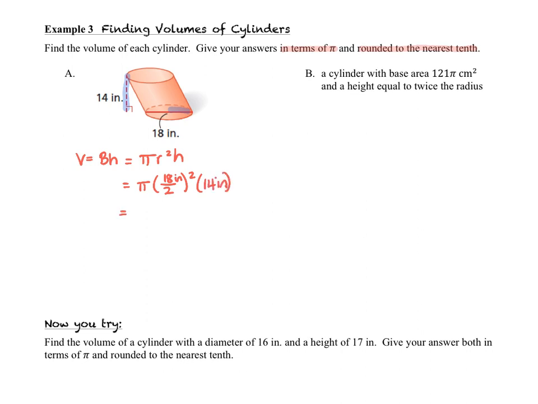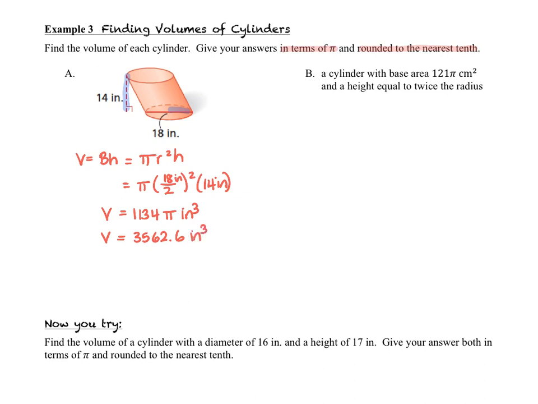We throw that into the calculator and we end up with the volume is equal to 1,134 pi cubic inches, so that's our answer in terms of pi. And then our next answer is going to be when we multiply pi through, but we're going to round to the nearest tenth of a cubic inch. So we end up with 3,562.6 cubic inches.